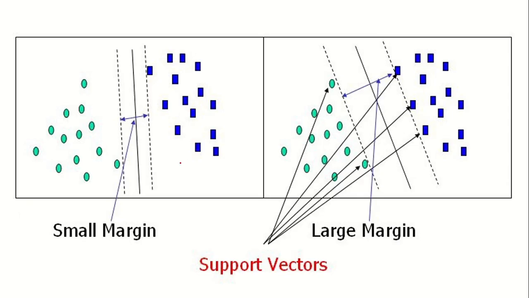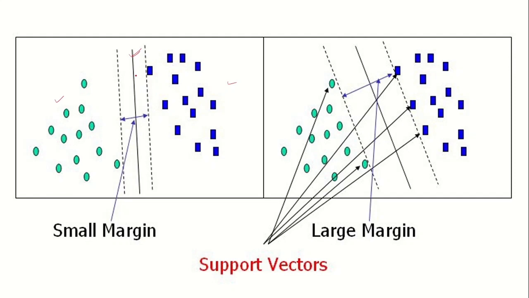Okay, so when we take a larger example like this, we have two categories. One is a circle and the other one is a square. Okay, we can find a line like this. So if we take a line like this, the margin will be very small. Okay, the margin will be very small.